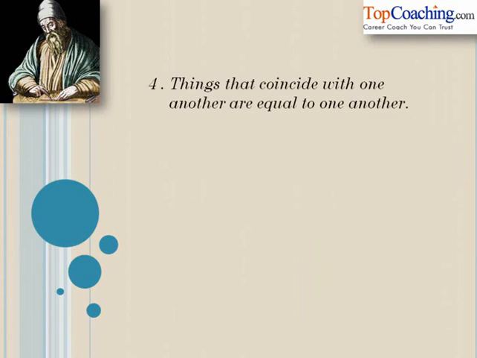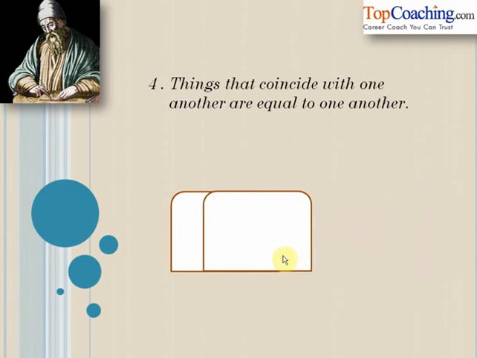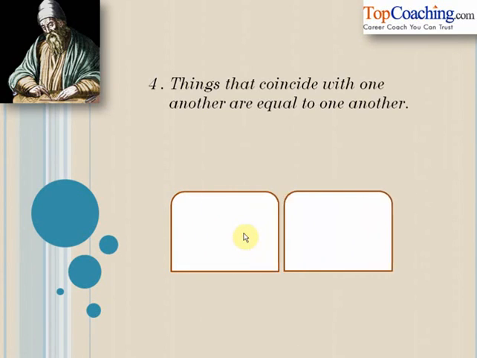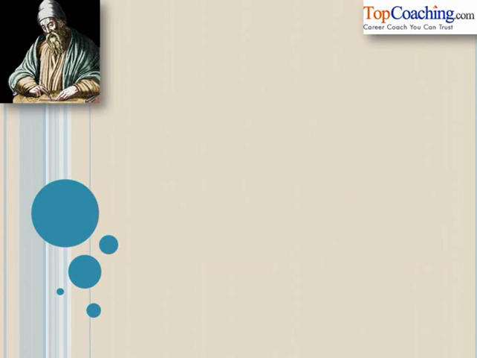The fourth axiom is, things that coincide with one another are equal to one another. Let us say that these are two figures. Now, if we place this figure over this figure and they exactly coincide with each other, then the two figures are equal to each other. So things that coincide with one another are equal to one another.